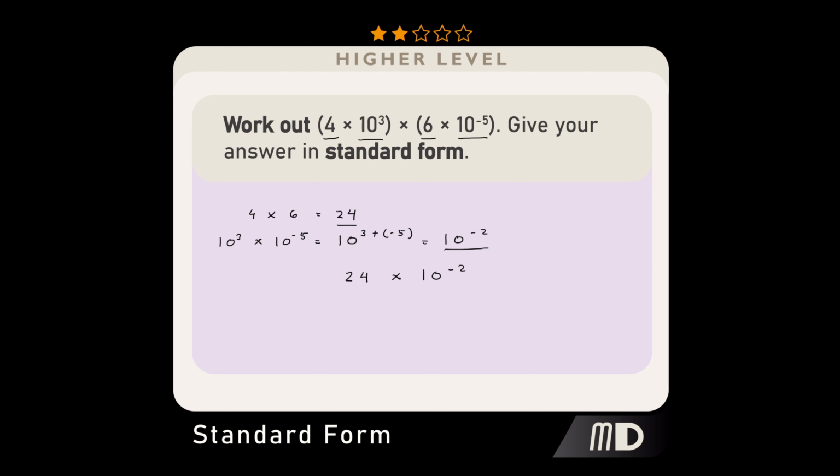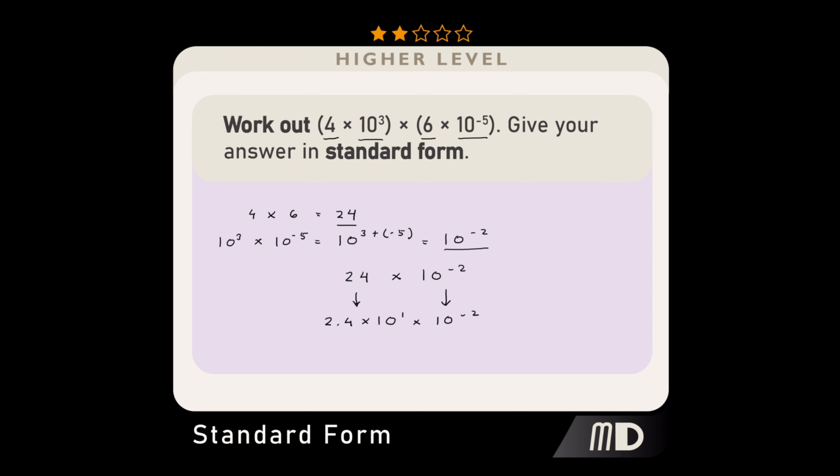However, 24 is greater than 10, so this number isn't in standard form yet. But we can rewrite 24 in standard form as 2.4 multiplied by 10 to the power of 1, which now gives us 2.4 multiplied by 10 to the power of 1, multiplied by 10 to the power of -2.